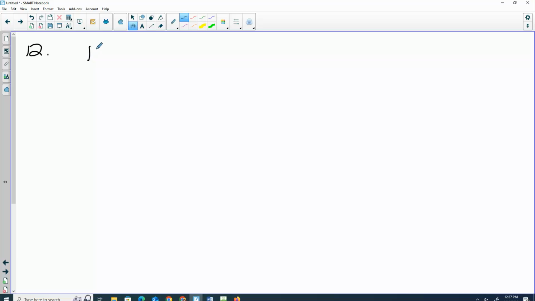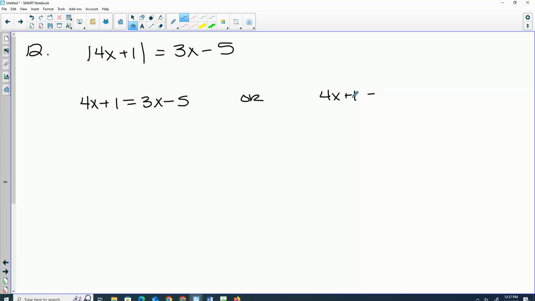So number 12, we have the absolute value of 4x plus 1 equals 3x minus 5. So with absolute value, we have to pay attention to whether it's an equation or an inequality. If it's an equation, we make two separate equations. The first one, nothing changes. The second one, you have to set it equal to a negative. So it's changing the sign of that entire side of the equal sign.